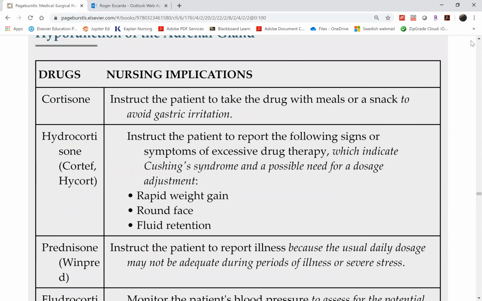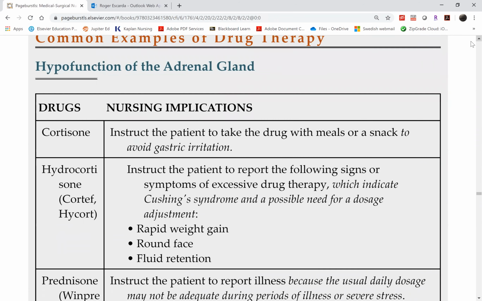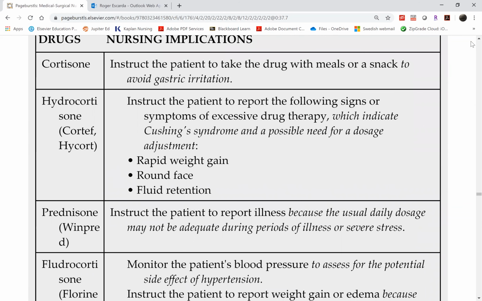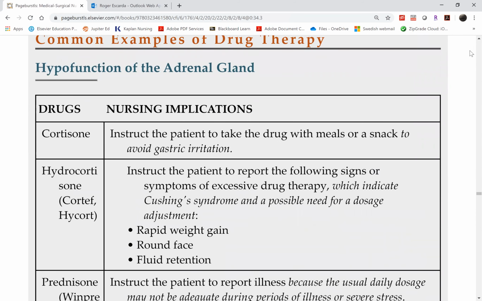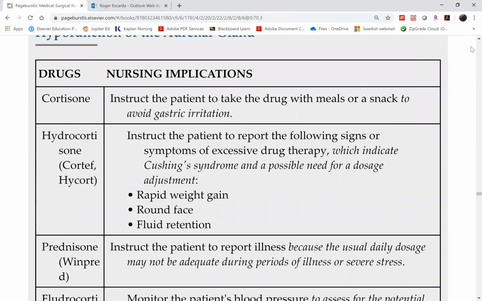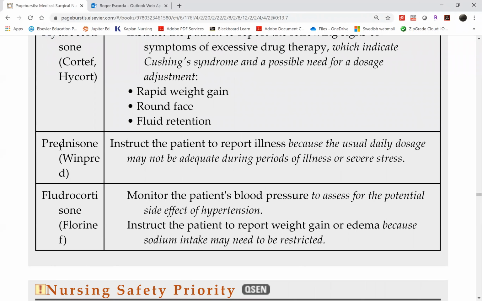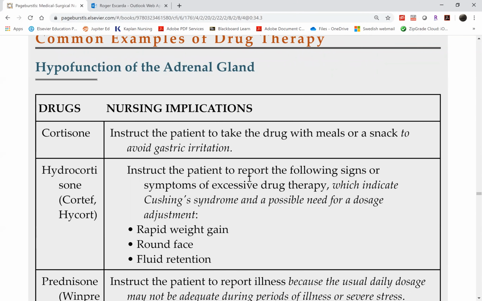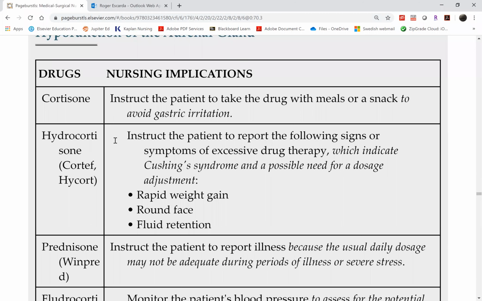Here's chart 62-9. These are the drugs. The instructions on how to give the drugs are later in chart 62-11. So let's just start with this chart first. So these are the drugs they take on a day-to-day basis. So we have cortisone, hydrocortisone, or they can be on prednisone or fludrocortisone. So here, this is a drug chart. So the testable part is always the nursing implications.